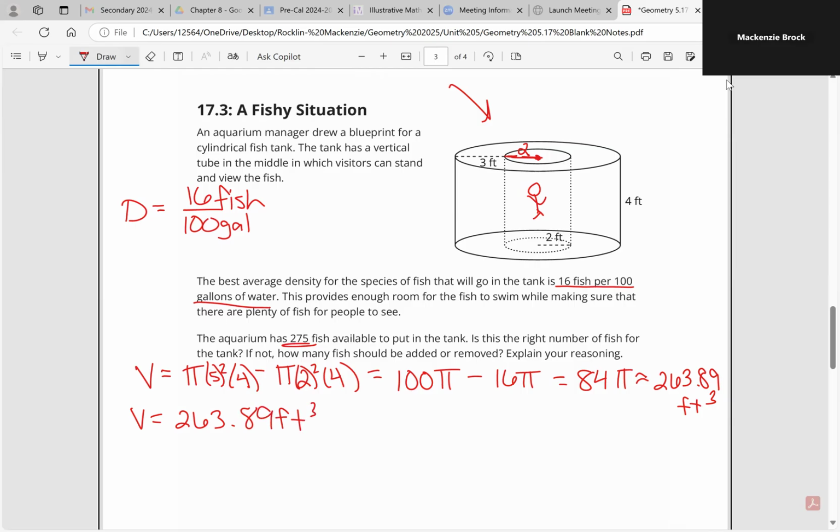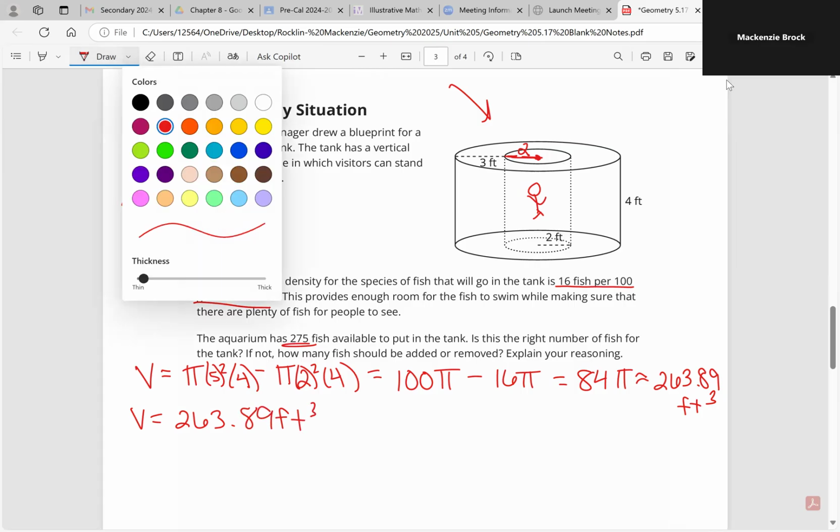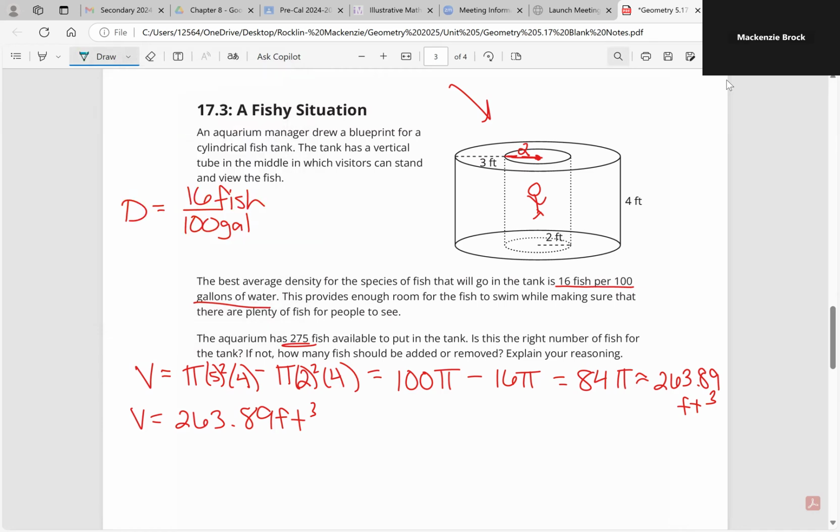So let's change it to gallons. I looked this up and it told me that 1 cubic foot is the same as 7.48 gallons. So if 1 cubic foot is 7.48 gallons, then I'm just going to take the amount of cubic feet that I have and multiply it by 7.48. So my volume in gallons is going to be 1,973.9. Okay, that's how many gallons I have.